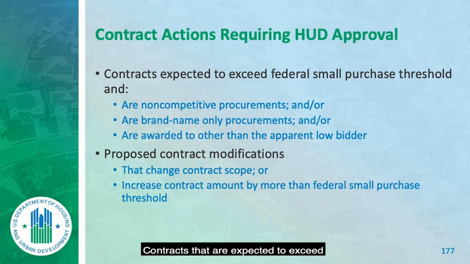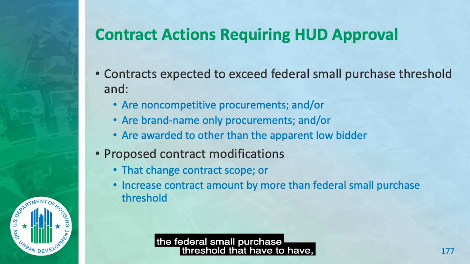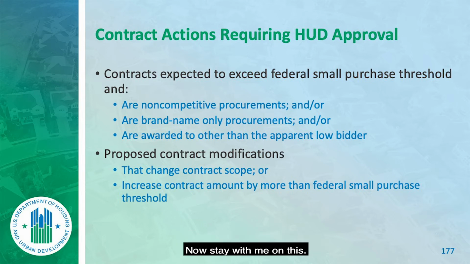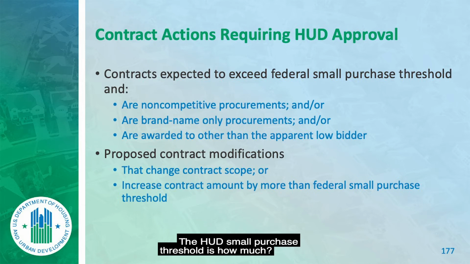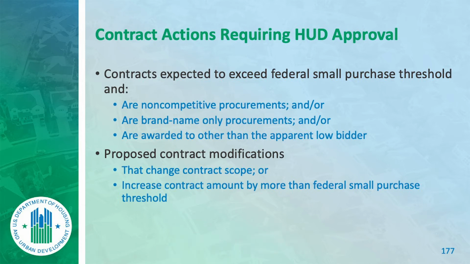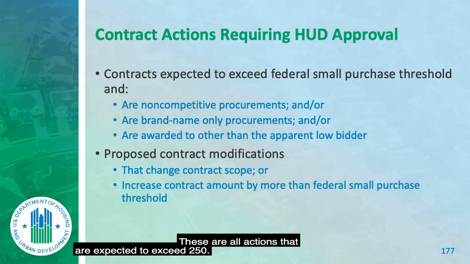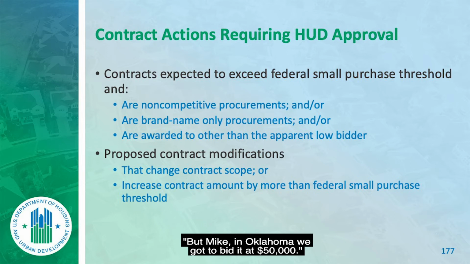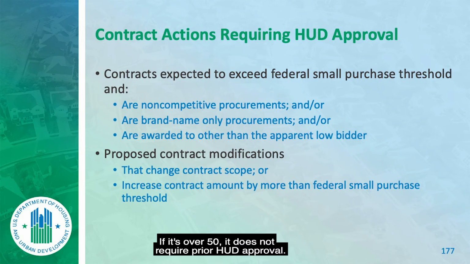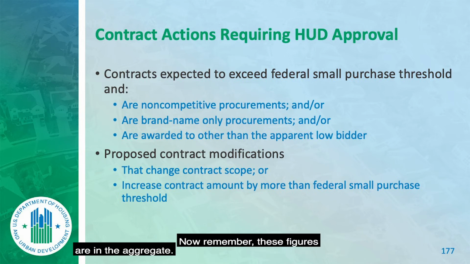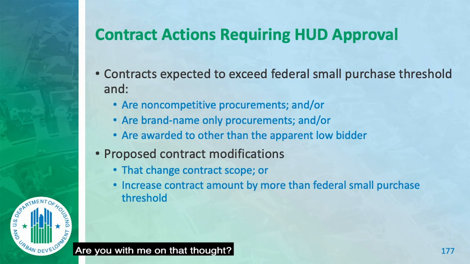These are contract actions requiring prior HUD approval: contracts that are expected to exceed the federal small purchase threshold. Now stay with me on this. The HUD small purchase threshold is how much? $250,000. The micro threshold is how much? 10. These are all actions that are expected to exceed $250,000. But Mike, in Oklahoma, we got a bid at $50,000. That has nothing to do with this. If it's over 50, it does not require prior HUD approval. Now remember, these figures are in the aggregate. Are you with me on that thought? In the aggregate.